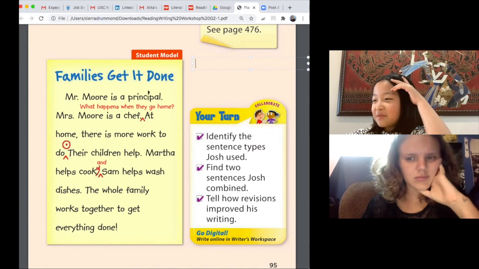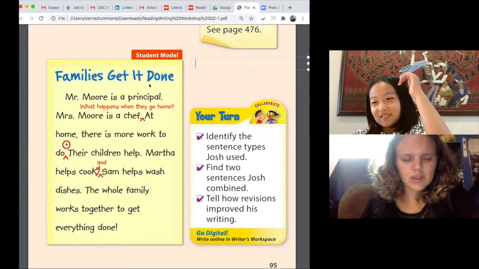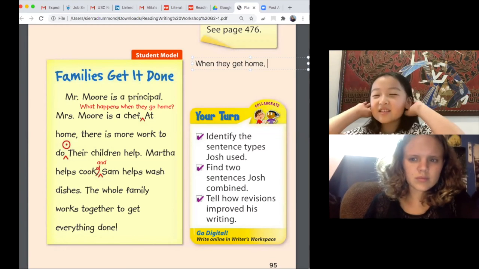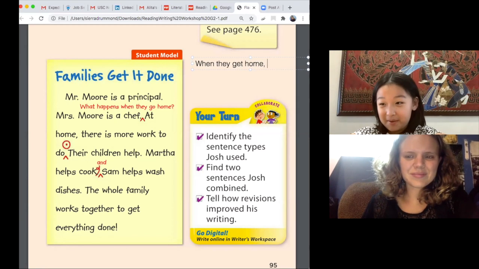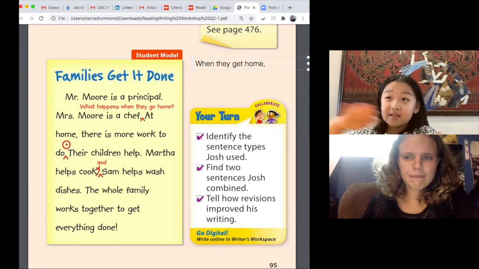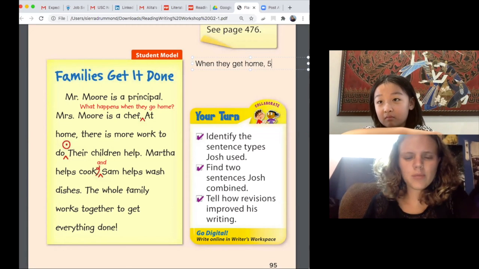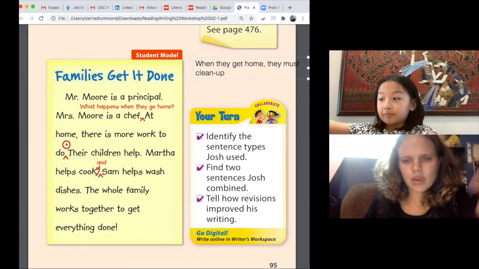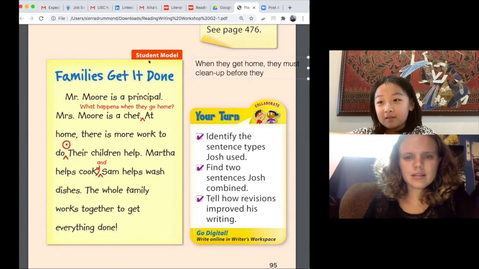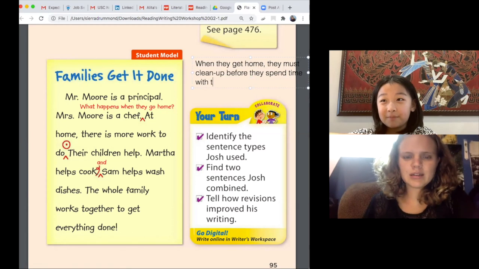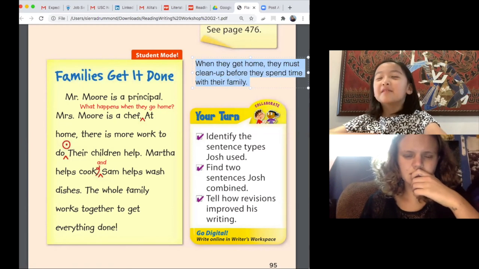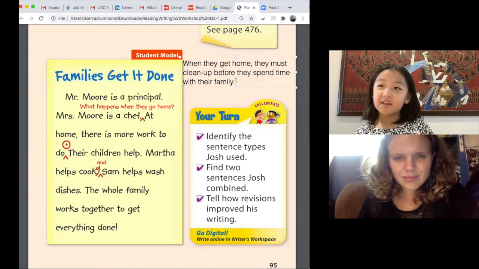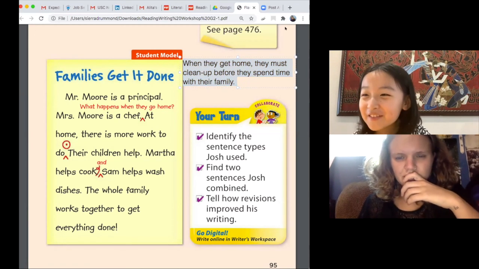You definitely wash their feet. Okay, so when they get home, wash your hands. Take off your mask. Put it in a garbage can. And prepare a new mask. Okay, so when they get home, they must clean up before they spend time with their family. Yeah, like when you work, you put things away and still have that mask. You just walk home, like when your feet are all muddy.